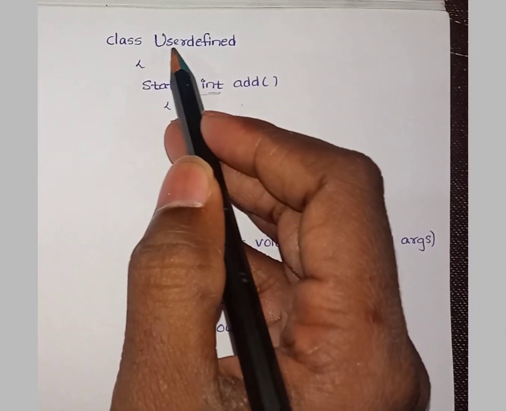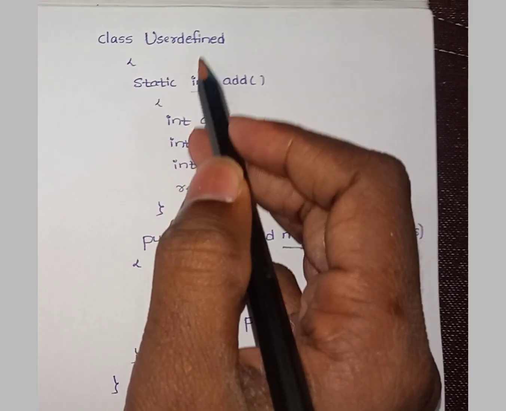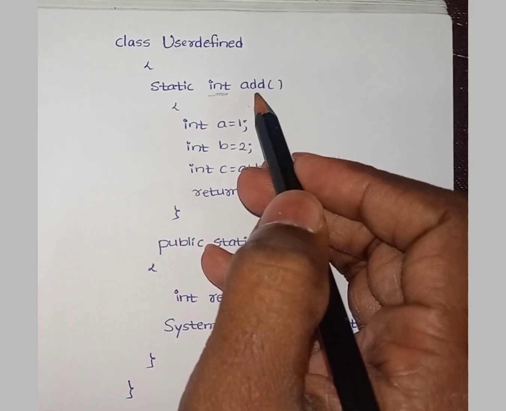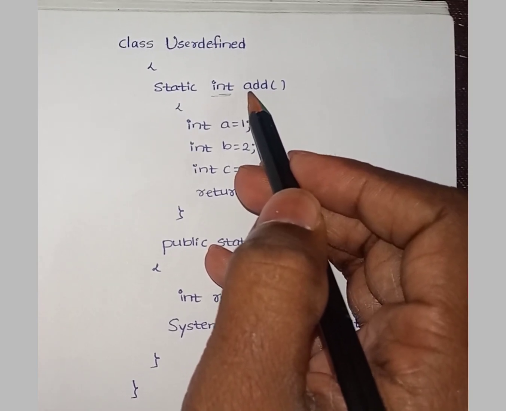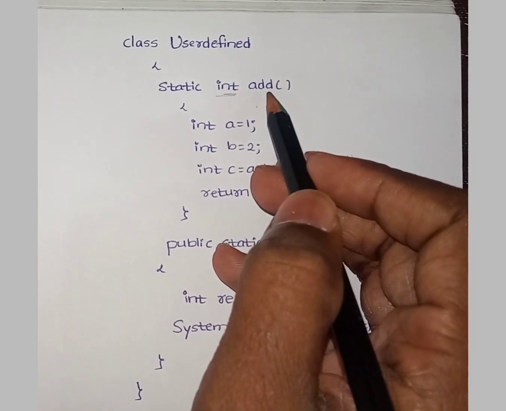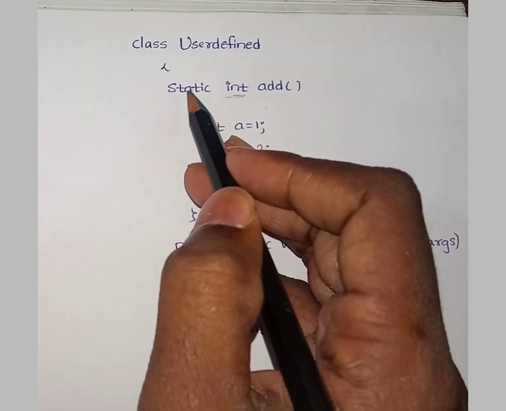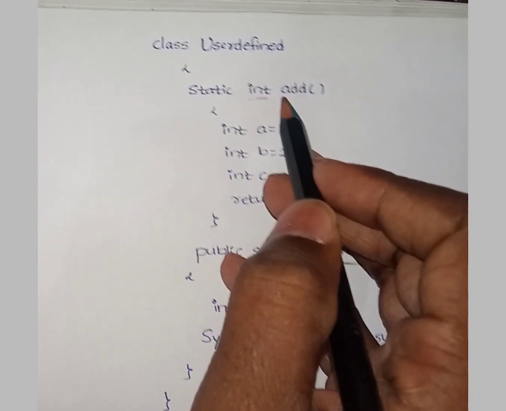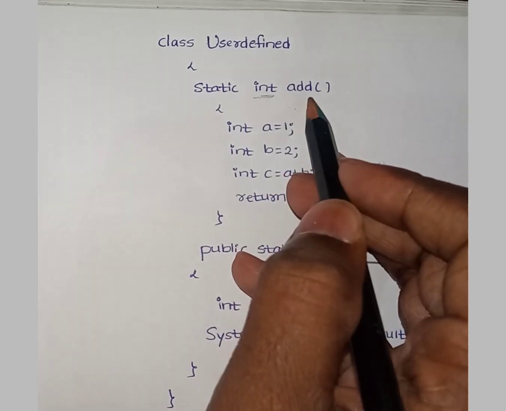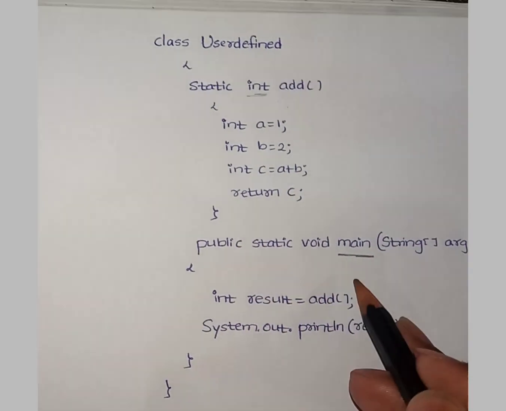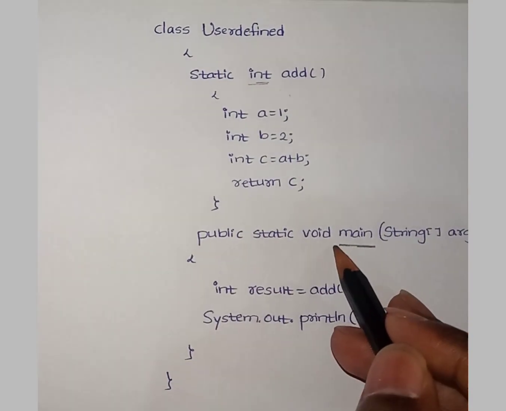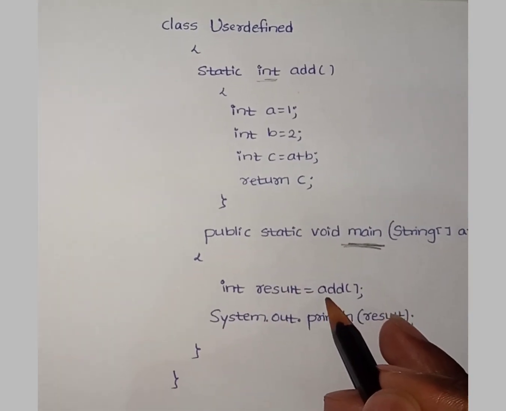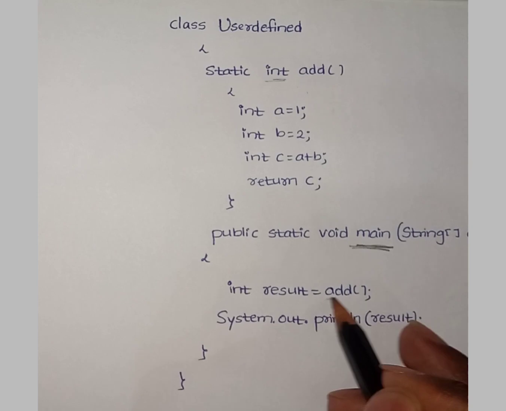This is another code that represents a user-defined method. Here I have taken userdefined as the class name, and inside it I have taken the user-defined method add. You can name the method as you wish, but I have given add as the user-defined method, and it is of type static, so we call it a static method. As it is a static method, we need not create an object to call it, right? The execution of Java code normally starts with the main method, so inside the main method I am calling the add method.